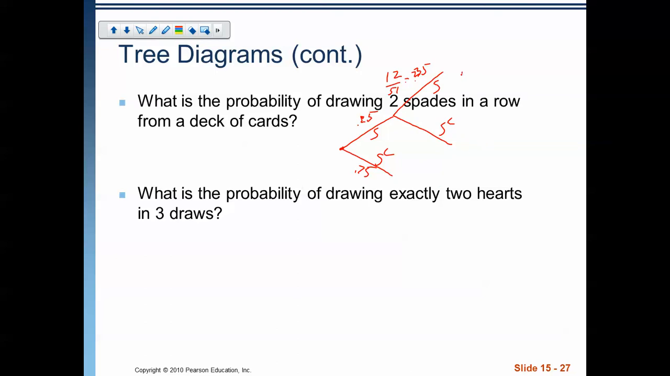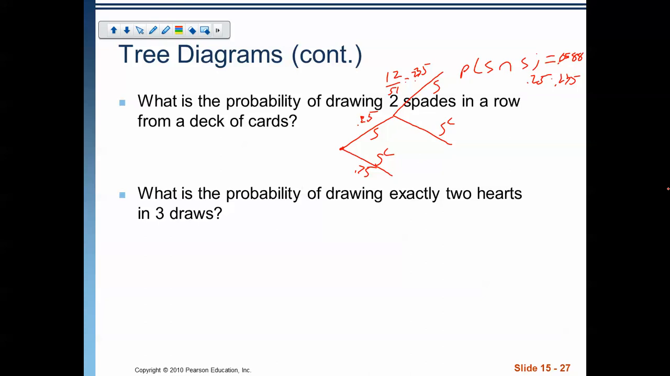So, what's the probability that I draw spades and spades? Because that's the only way that I can draw 2 spades in a row, right? What's the probability that I draw spades and spades? 0.25 times 0.235, which equals 0.0588.